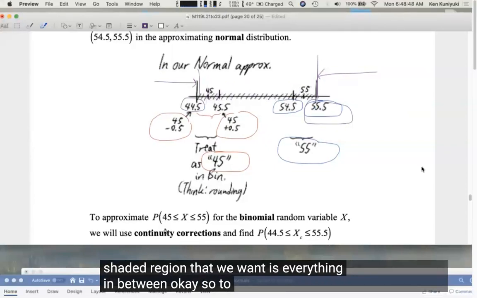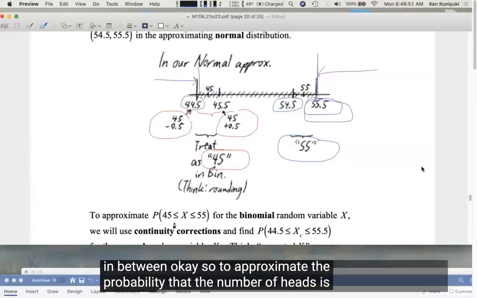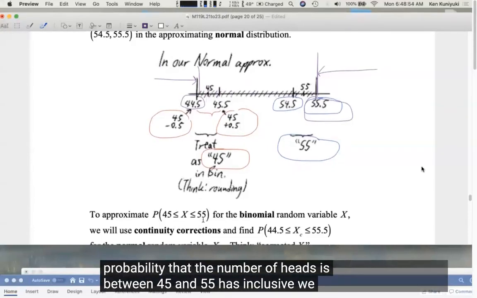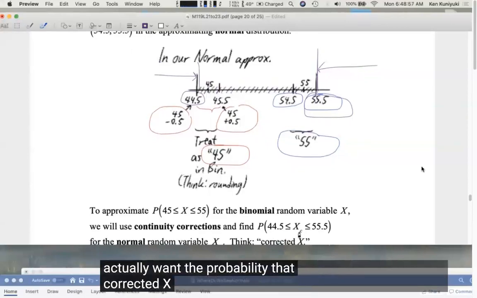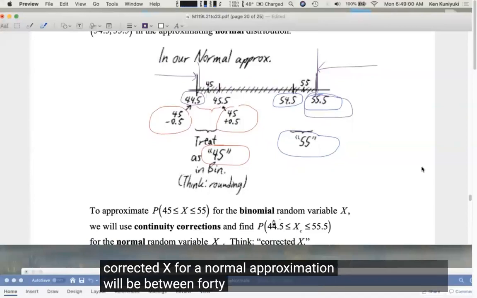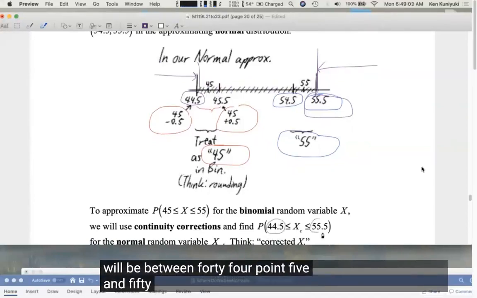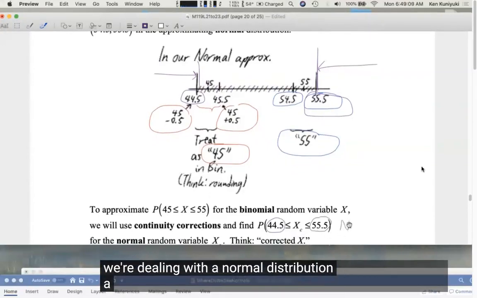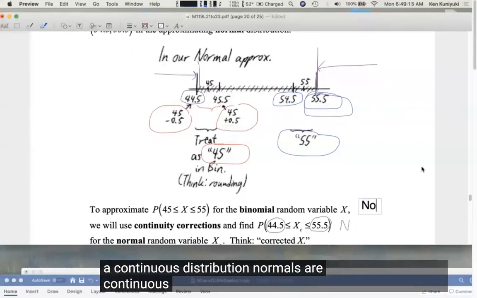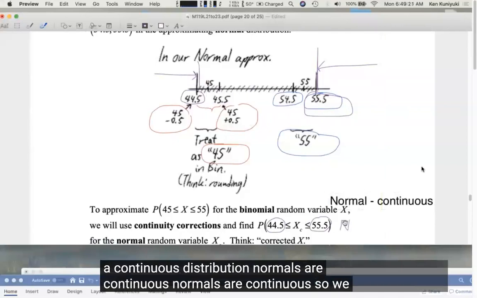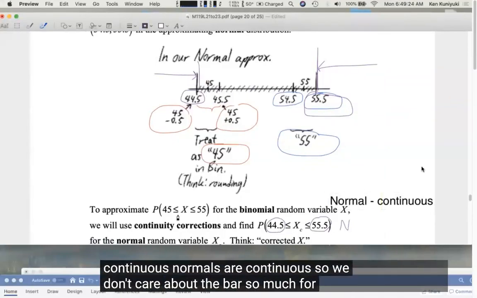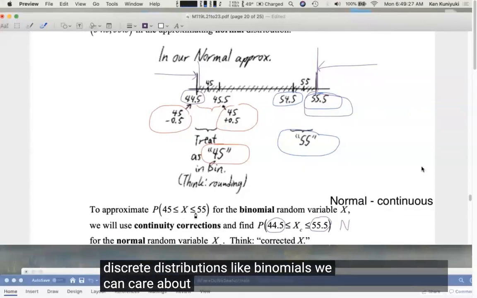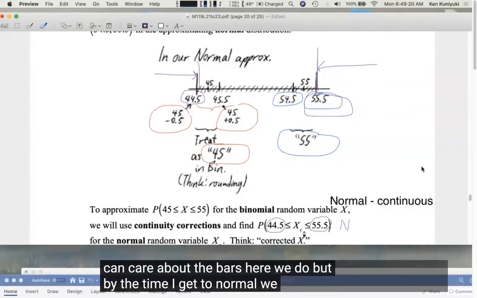Okay, so to approximate the probability that the number of heads is between 45 and 55 heads inclusive, we actually want the probability that corrected x for a normal approximation will be between 44.5 and 55.5. And in fact, at this stage, the bars won't matter because we're dealing with a normal distribution, a continuous distribution. Normals are continuous, so we don't care about the bars so much. For discrete distributions like binomials, we can care about the bars. Here we do. But by the time we get to normal, we don't care about the bars anymore.